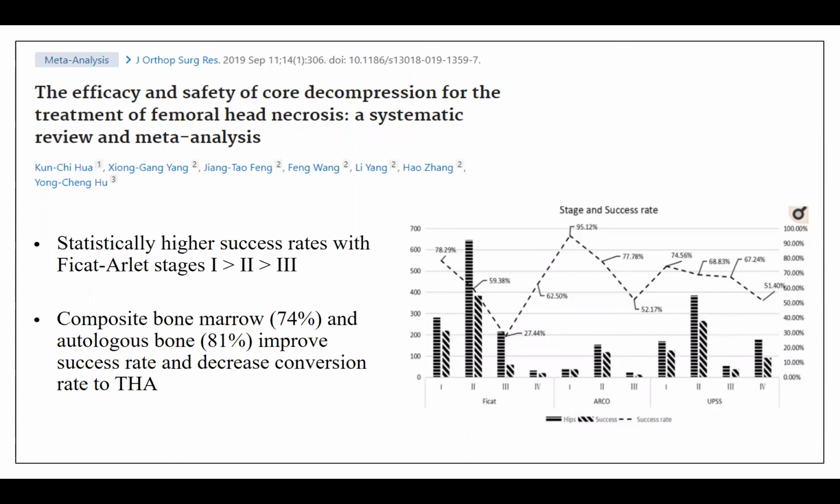The study looked at the efficacy and safety of core decompressions as a treatment option. Core decompressions are where the necrotic bone is removed pre-collapse and then supplemented with bone, either allograft or autograft, from either the greater trochanter or other regions of the proximal femur. What this study found is that there was a statistically higher success rate in patients who were in the earlier stages of AVN. It also found that composite bone marrow and autologous bone helped to improve the success rate and decrease the conversion rate to THAs.